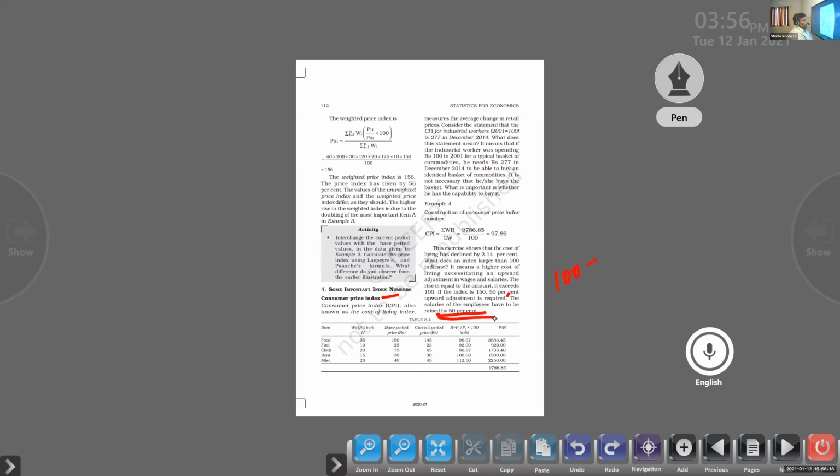Clear? Okay, so it is an important question here. Write down the question: Describe the consumer price index and how the calculation of a consumer price index is able to make changes in the wages or salary. Wages or salary.